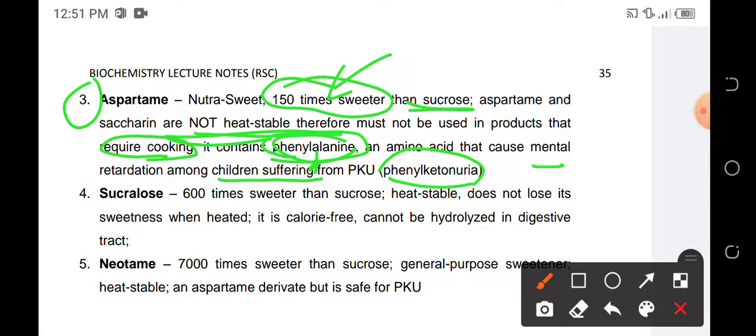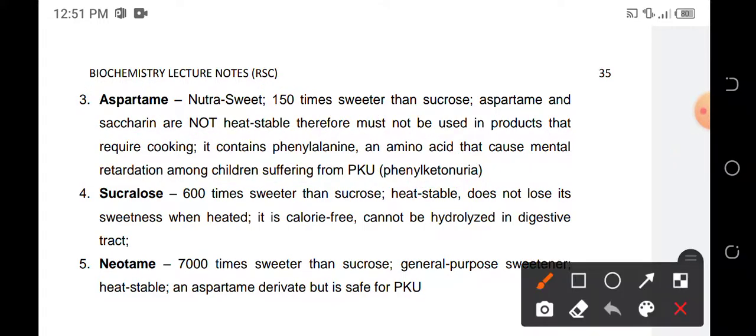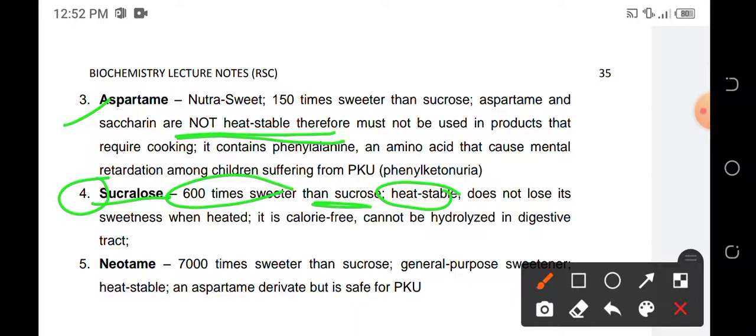Okay? Sucralose, on the other hand, is 600 times sweeter than sucrose. So, sobrang mas matamis pa siya as compared sa aspartame. Unlike aspartame, which is not heat stable, sucralose is heat stable. And since it is heat stable, it does not lose its sweetness when heated. It's still calorie free, and however, it could not be hydrolyzed in the digestive tract.